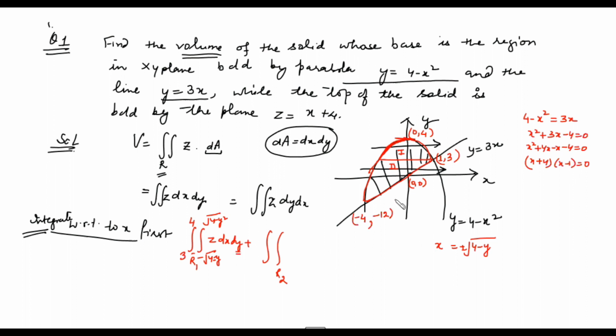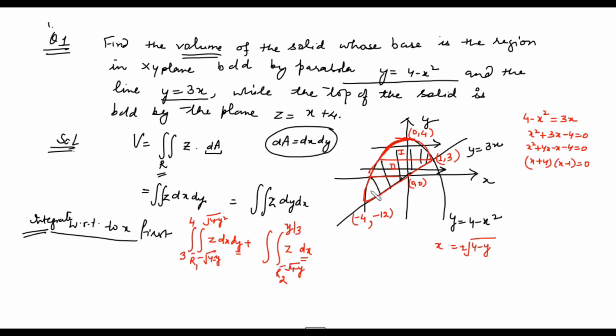Now just see, with respect to x first in region 2. In region 2, if you take a parallel line to x-axis, it always varies from this curve to this. Here the value of x is minus square root of 4 minus y, and here the value of x is y by 3.